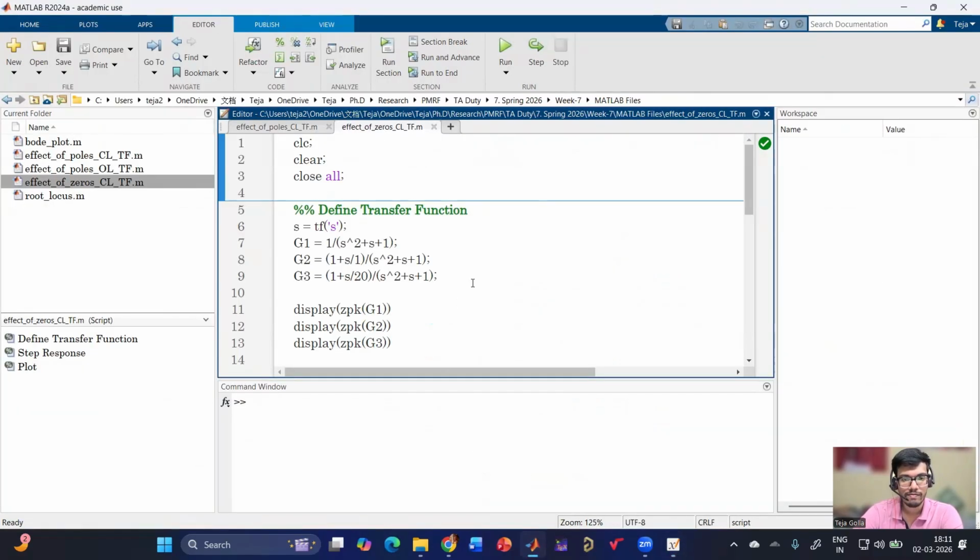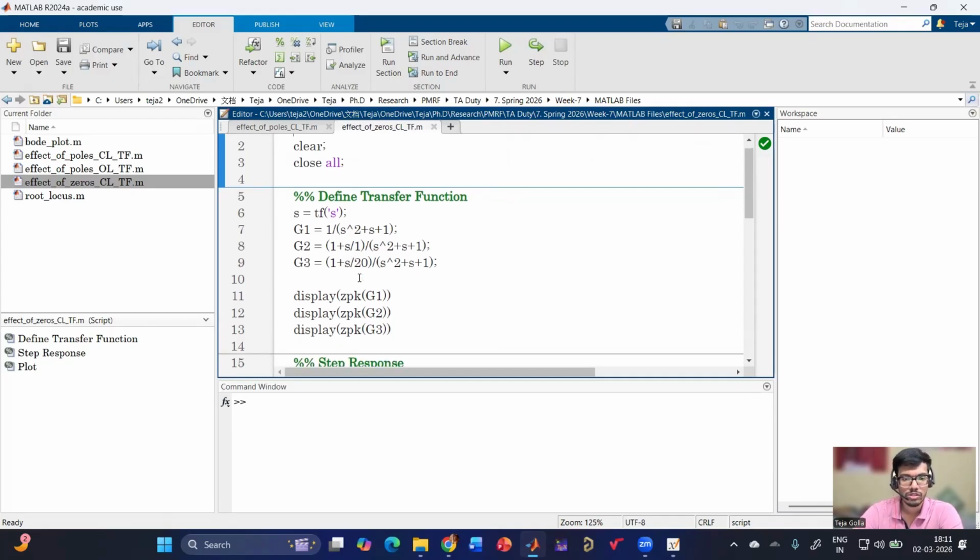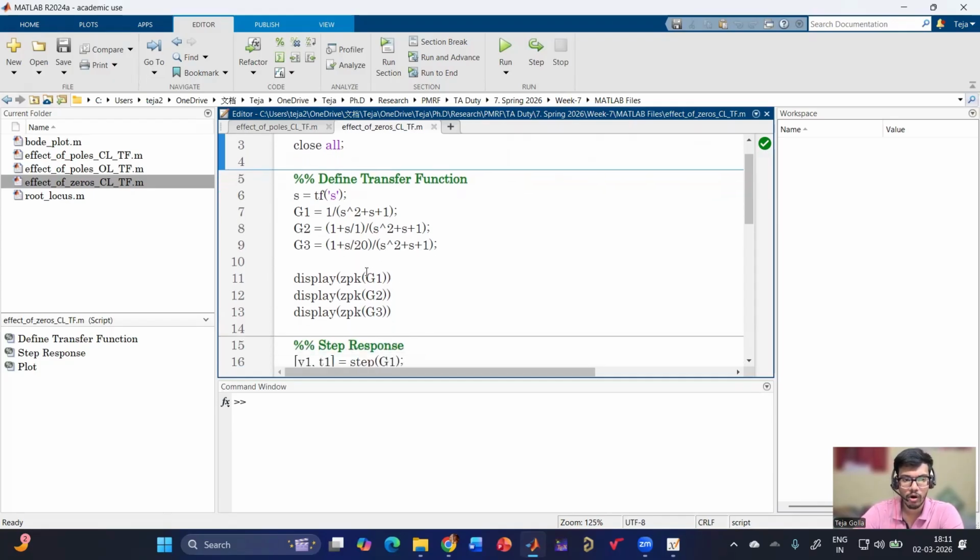Here we have G1, which is the original closed loop transfer function. Now we are trying to add one zero. I'm placing a zero at 1, and then one additional zero placed at 20. So I'm placing one zero at 1, which is close to the imaginary axis, and one zero at 20, which is relatively further away compared to G2. So this is the display of G1, G2, G3.